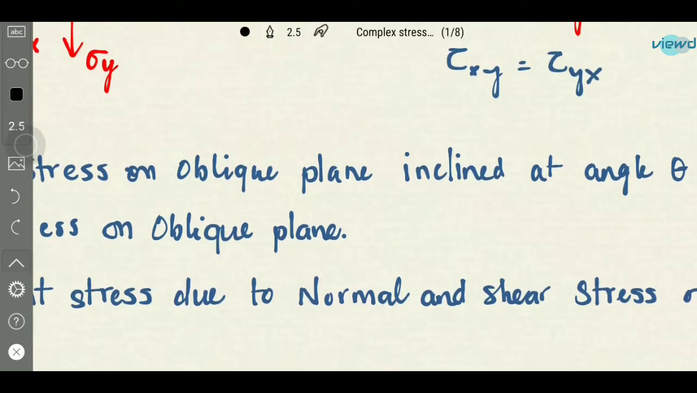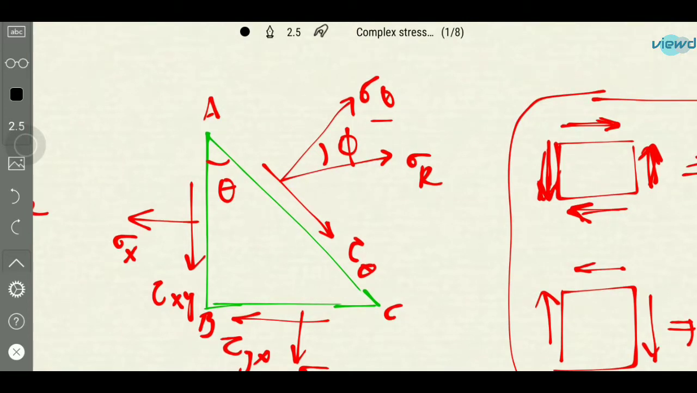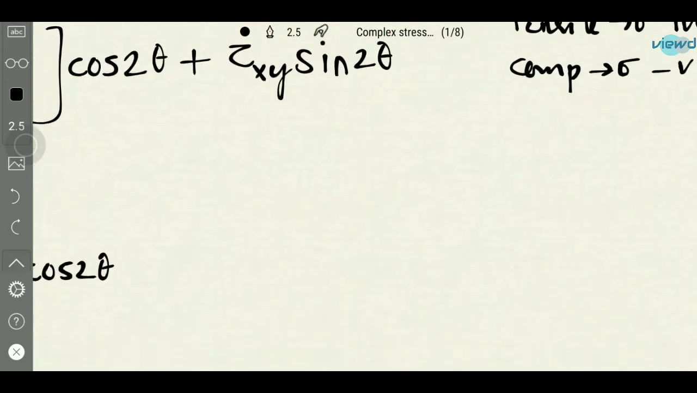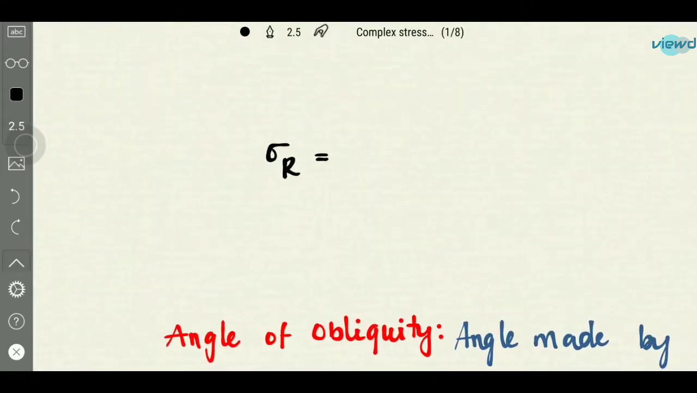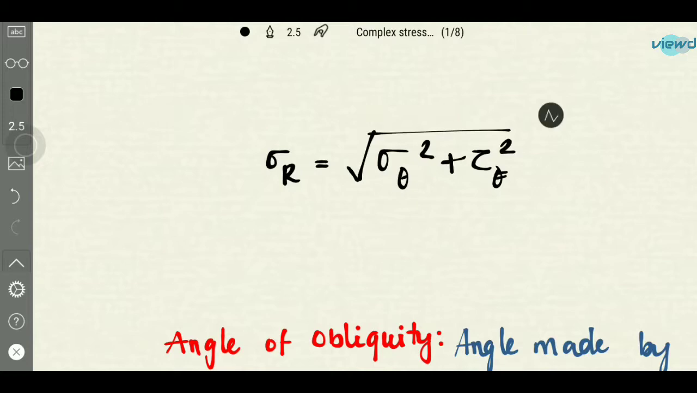If you see the diagram, the resultant is making an angle phi, and if this is a triangle, the sigma r will be the hypotenuse, and this will be sigma theta, and this will be tau theta. So hypotenuse square is equal to the sum of squares of the other two sides. Here hypotenuse square is sigma r square. So sigma r will be under root of sigma theta square plus tau theta square. This is the sigma r.